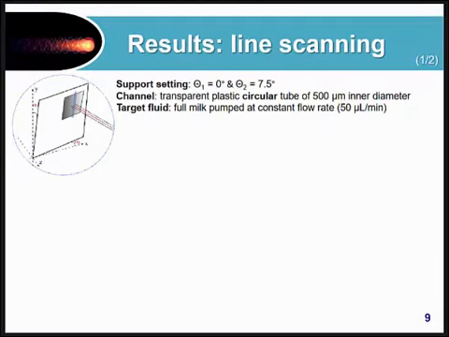Regarding the results, we started with the line scanning. For that, we set just the angle theta 2 different from 0, so we can create a 1D Doppler effect. We put the channel vertically, and we set the scanning like that, just one line. The channel itself is a transparent plastic circular tube of 500 micrometers of inner diameter. The target fluid is full milk pumped at constant flow rate.